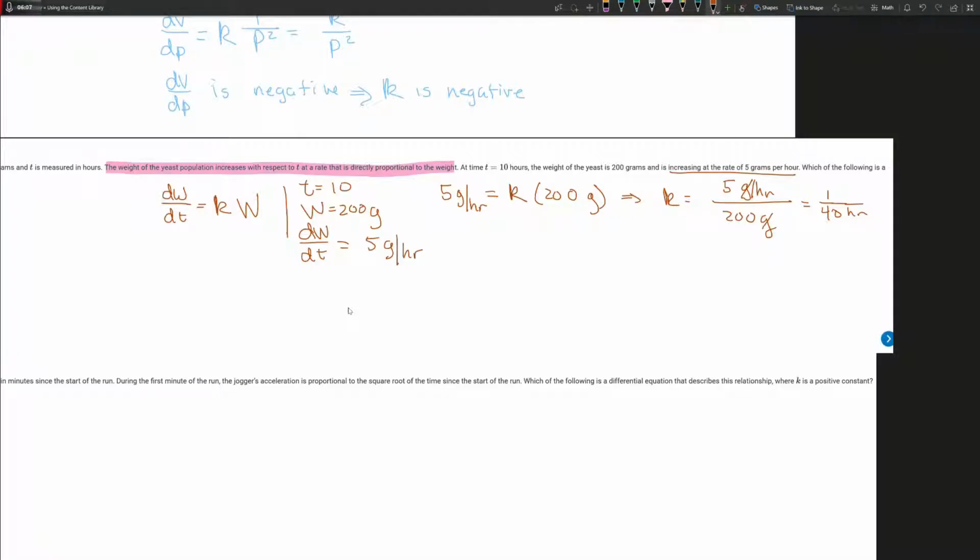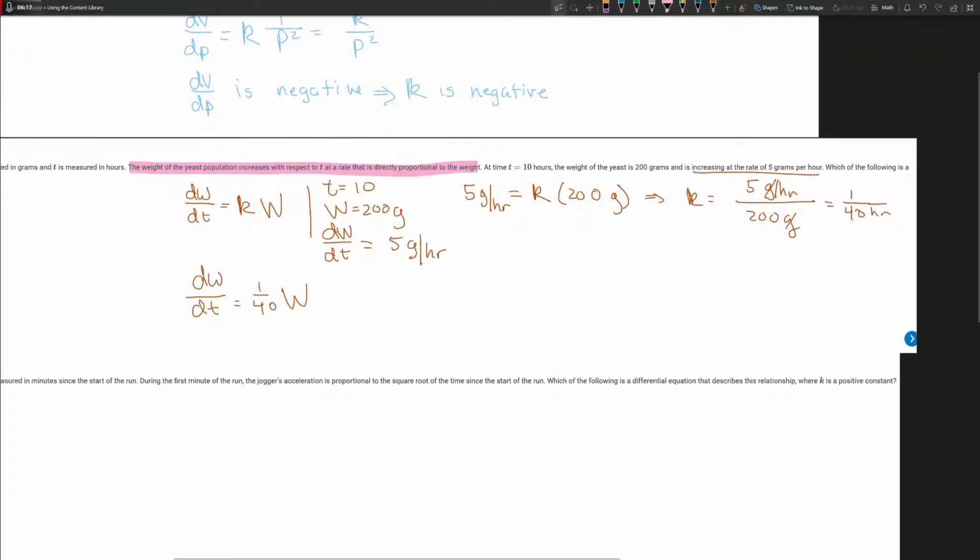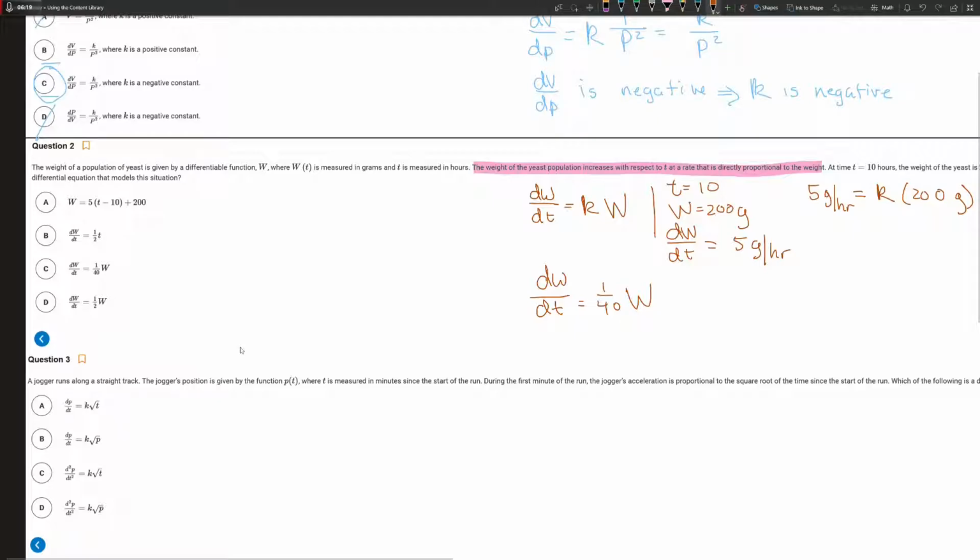So I now have that the differential equation will be this: dW/dt = 1/40 W. So the correct answer is C.